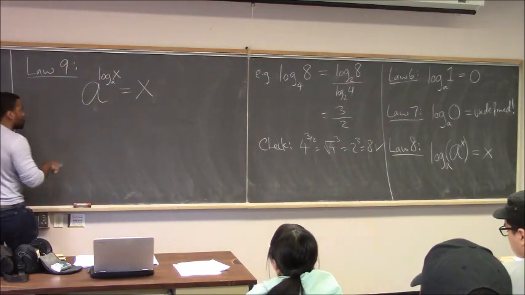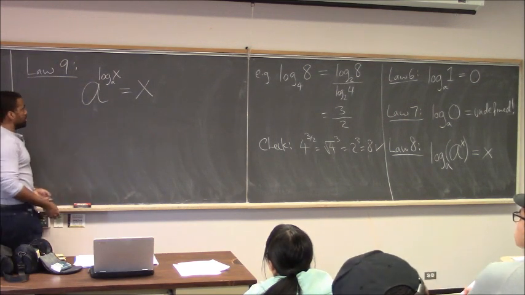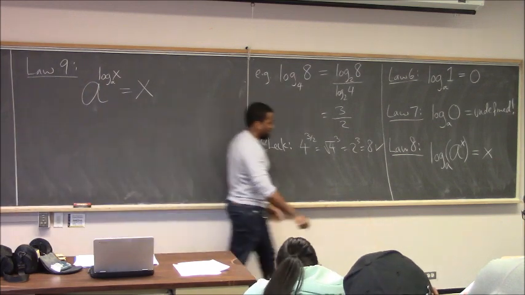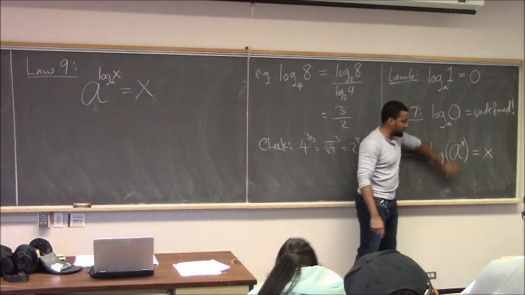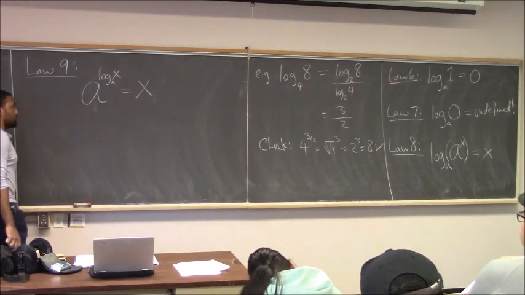So if I have 2 raised to the log to the base 2 of 3, the answer is just 3. Just forget it. It's like the a and the log a can cancel, right? Which you kind of see here, like the a and the log a can cancel. We'll talk a little bit more about that pretty soon. But this is another law. It's good to just know.